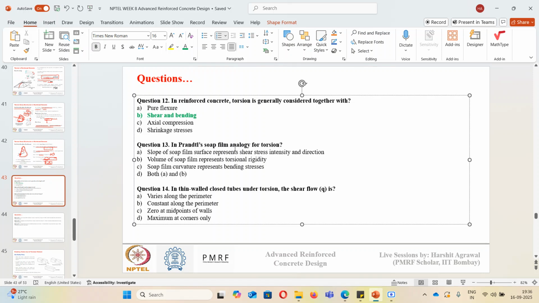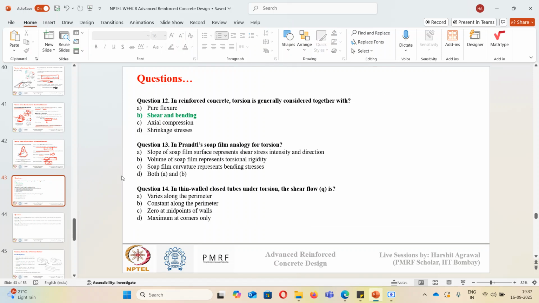In Prandtl's soap film analogy for torsion, which of the following points are true? Can anyone tell me the answer? A, sir. Okay. What is the problem with B? Is B incorrect?